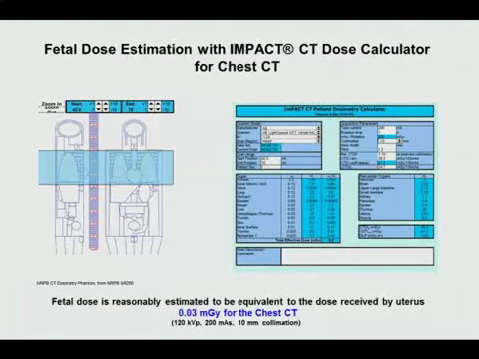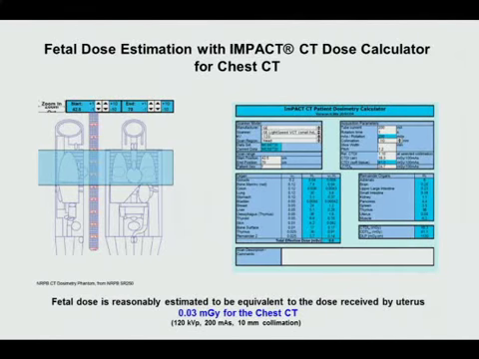The other way we can quickly do fetal dose estimation is with the ImPACT dose calculator, which most of us are familiar with. In this case, the fetal dose is reasonably estimated to be equivalent to the dose received by the uterus. Again, these are reasonable estimations. So, if you do a calculation and get a uterus dose displayed on this calculator, you can use that as the fetal dose.